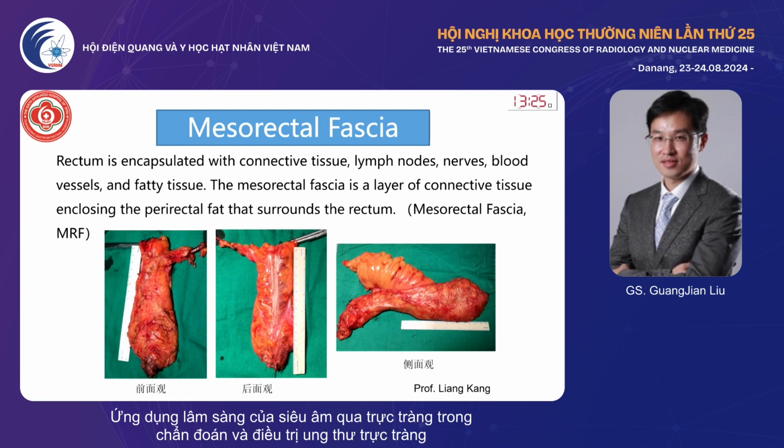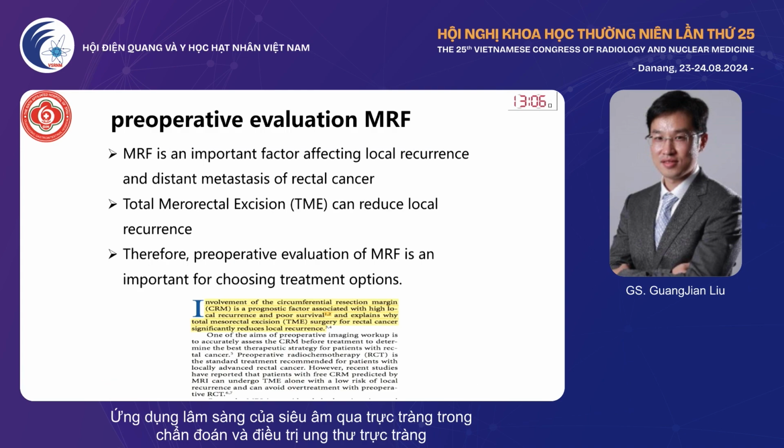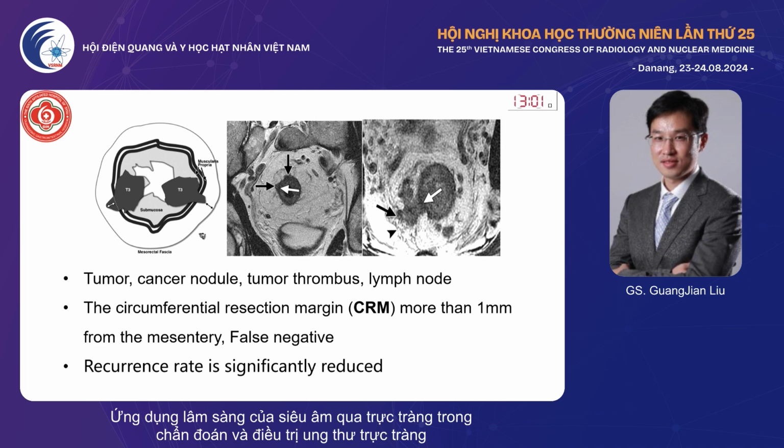The next topic I'd like to talk about is the mesorectal fascia. As you can see, this is a specimen after the resection. Around the surrounding tissue, there is a very thin layer. This is the mesorectal fascia. It is really important for the surgeon, because if they can resect the whole rectum surrounded by the MRF, it means the resection is very successful and can lower the local recurrence rate.